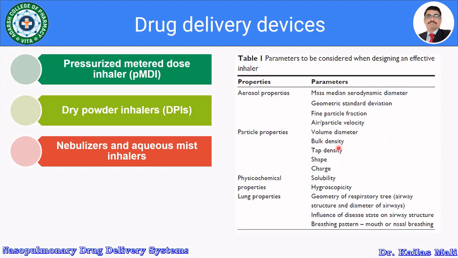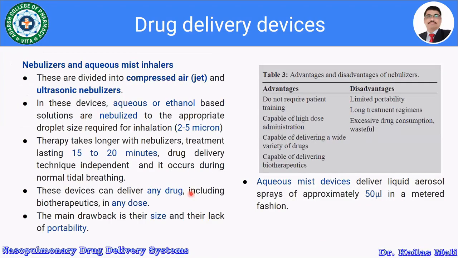In pulmonary drug delivery devices, we are going to discuss pressurized metered dose inhalers, dry powder inhalers, and nebulizers and aqueous mist inhalers. Let us see first the nebulizers and aqueous mist inhalers. These are further divided into compressed air jet nebulizers and ultrasonic nebulizers.